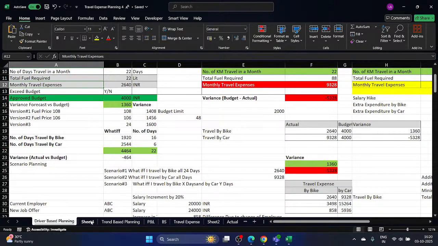Here a fuel unit price of 106 is one of the versions. Here version 2 would be the fuel unit price of 108. So the versioning concept is quite different, where the number of days travel by bike and number of days travel by car. For this, we have to implement certain versions here.